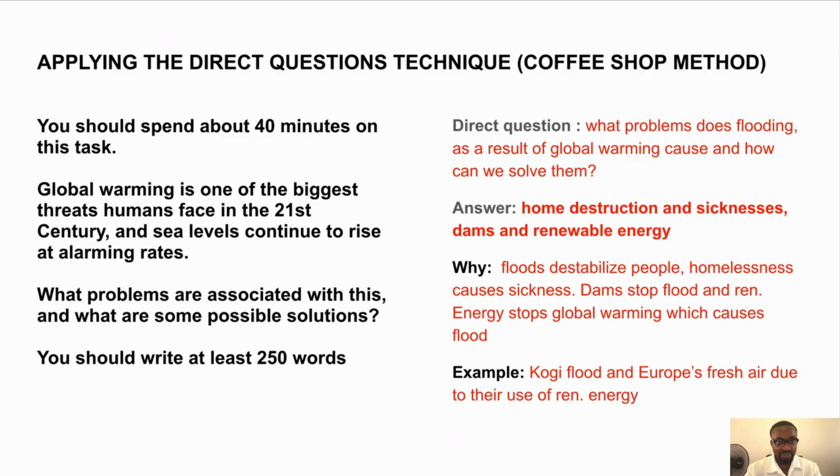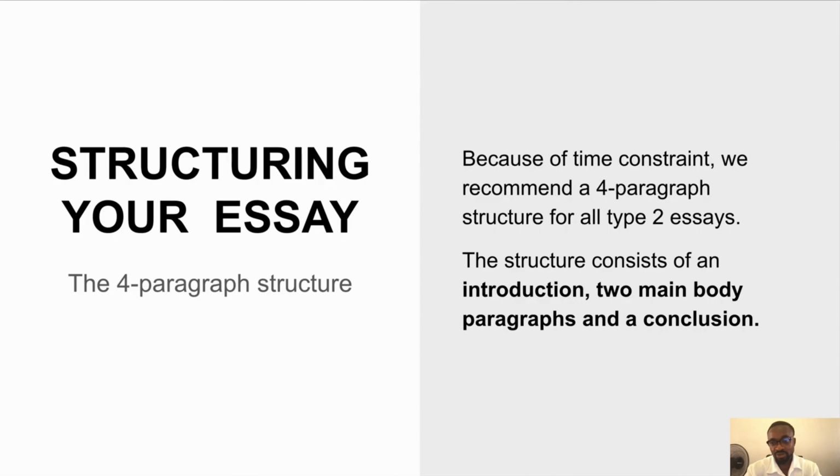Now we are done with the idea generation using the coffee shop method. We will proceed to structuring our essay. Any good essay should have four parts: the introduction, two main body paragraphs, and a conclusion. You do not need to do more than this because you do not have the time. If you try to do more than this, you will definitely not be able to explain in detail the points you've generated using the coffee shop method.